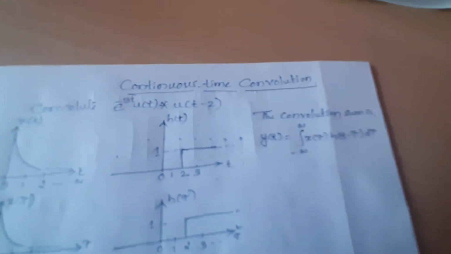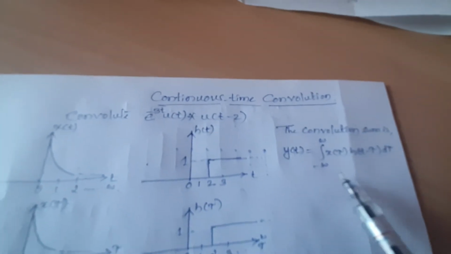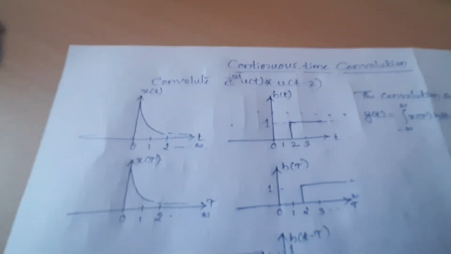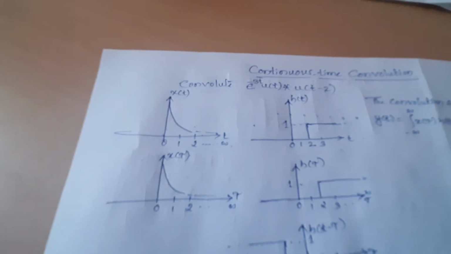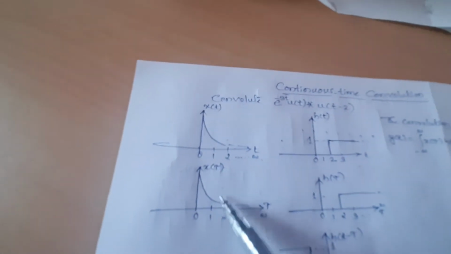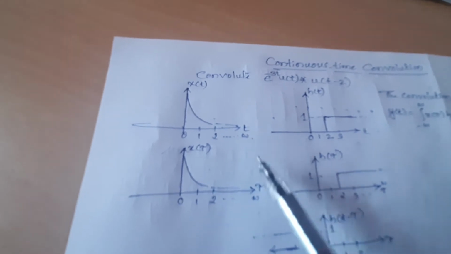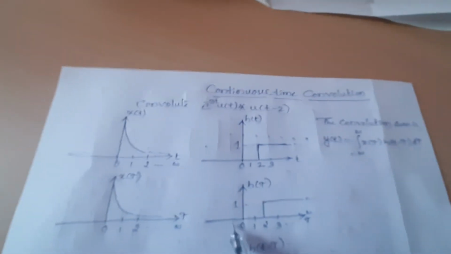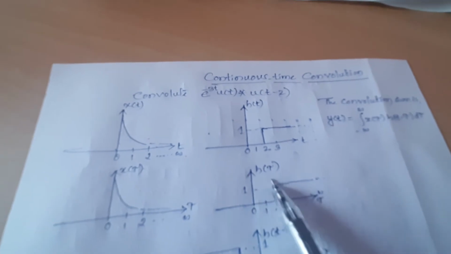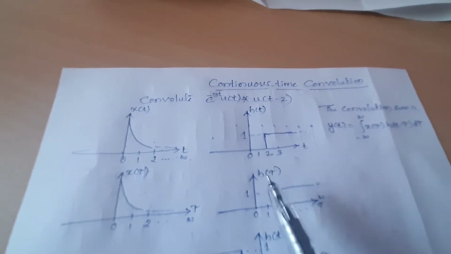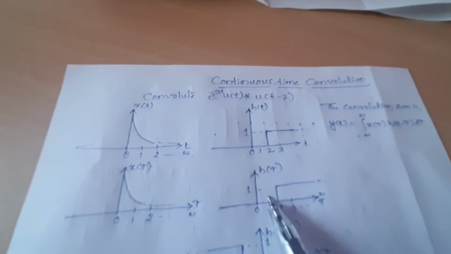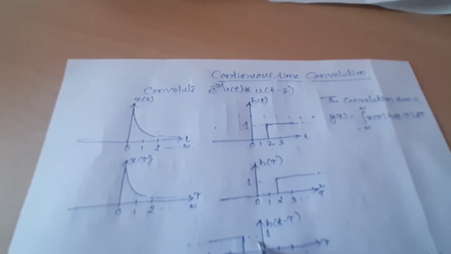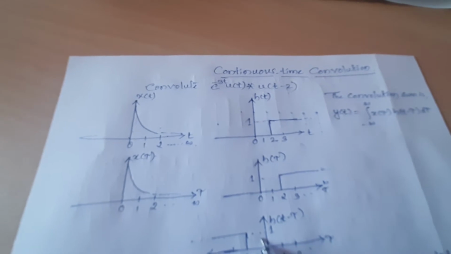So we go for obtaining x of tau and h of t minus tau. x of tau is as shown, just with t replaced by tau, and the same with the h of t signal. Here also t is replaced with tau. I think there is no problem with these processes as we are already familiar with discrete time signals.